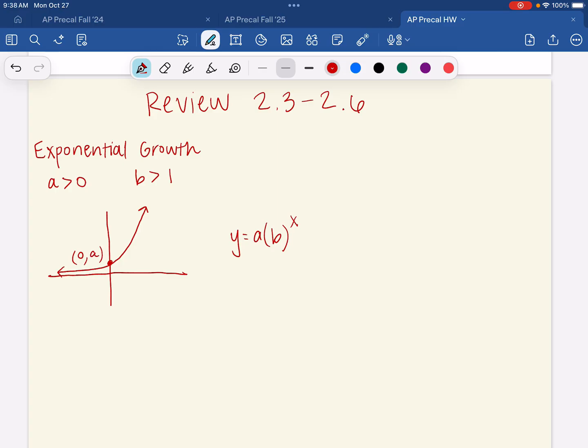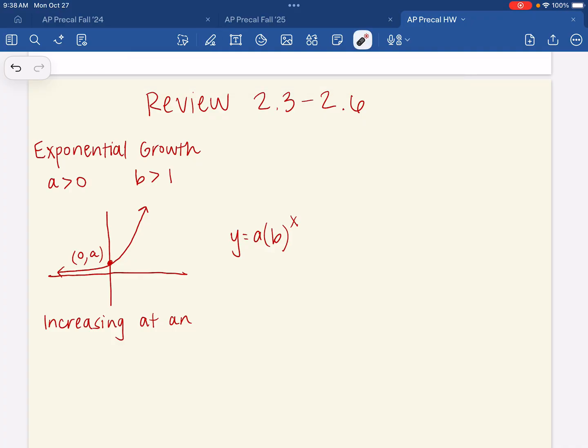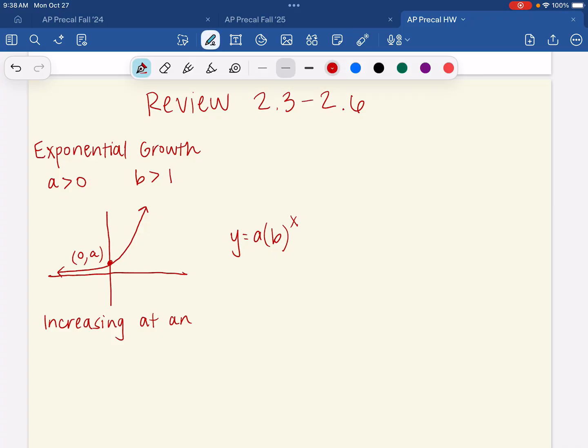This is definitely an increasing function, and some of the vocab that you're going to see on your progress check is that it's increasing. If you thought about making those tangent lines as we move from left to right, the tangent line slopes are going to be increasing. So this is increasing at an increasing rate, which means we can also tell this is concave up.